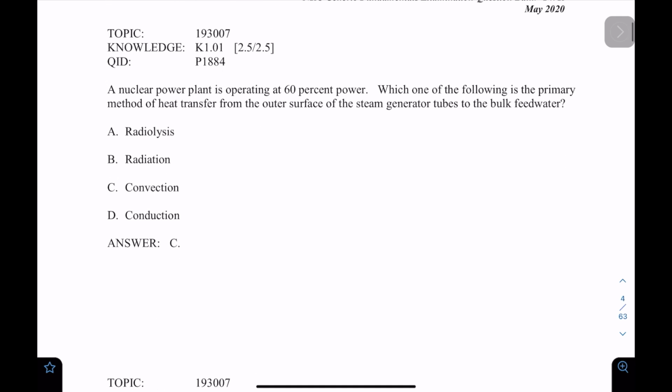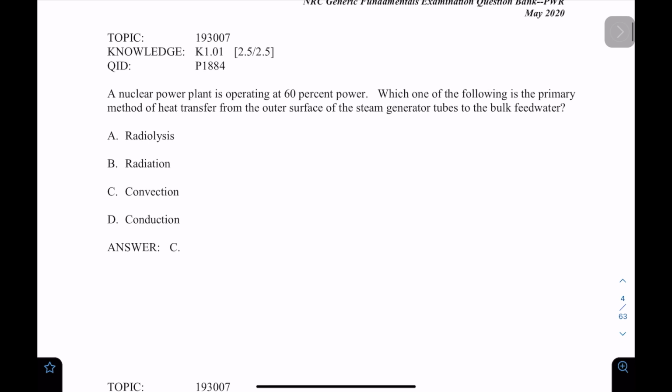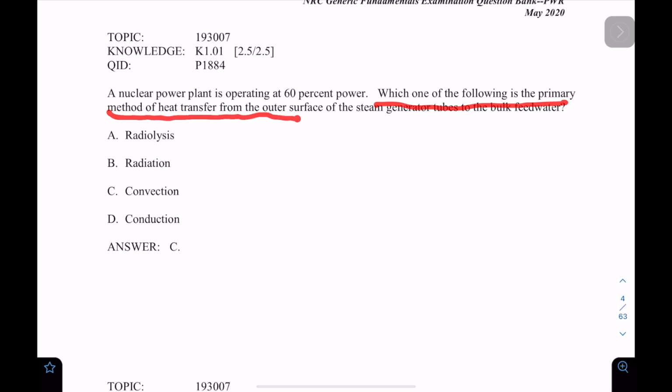Okay, now the next one is P1884. A nuclear power plant is operating at 60% power. Is that even relevant? I don't know. Which one of the following is the primary method of heat transfer from the outer surface of the steam generator tubes to the bulk feed water? Do you see that? What stays with me is this: the outer surface of the steam generator tubes to the bulk feed water.